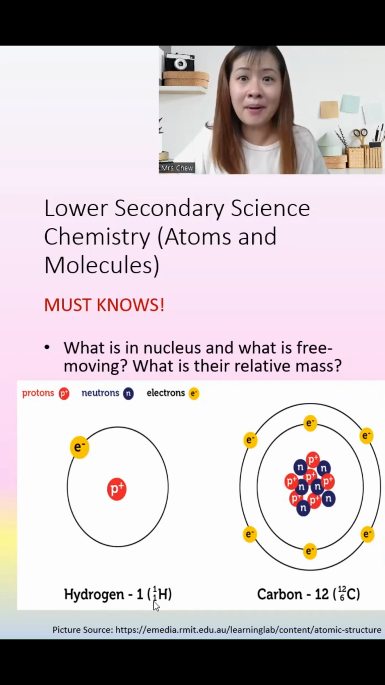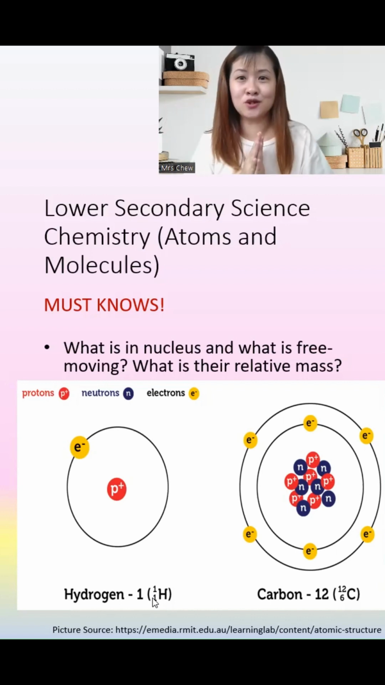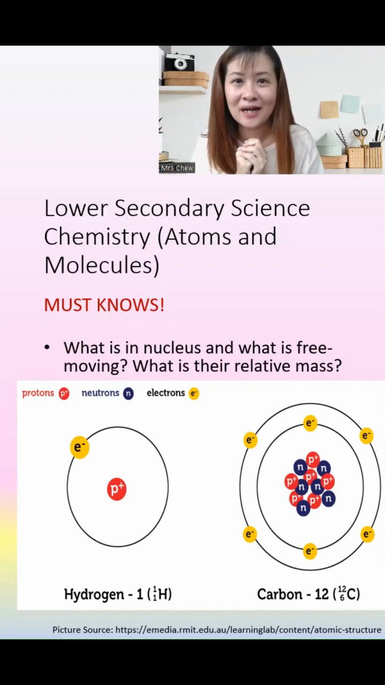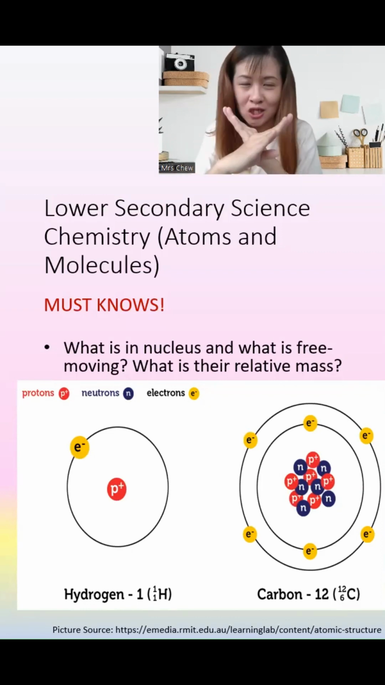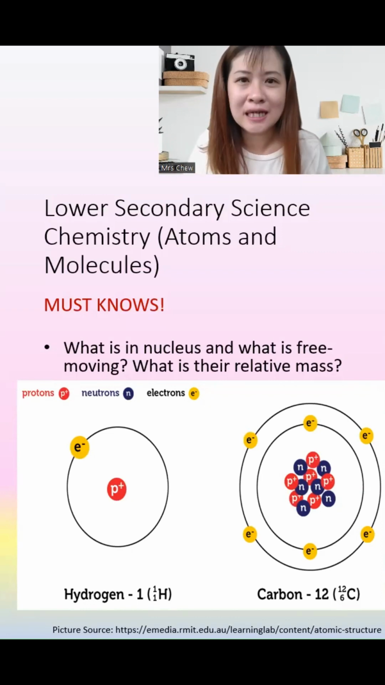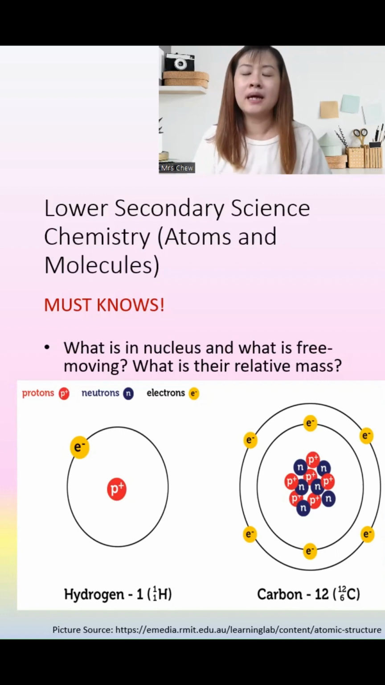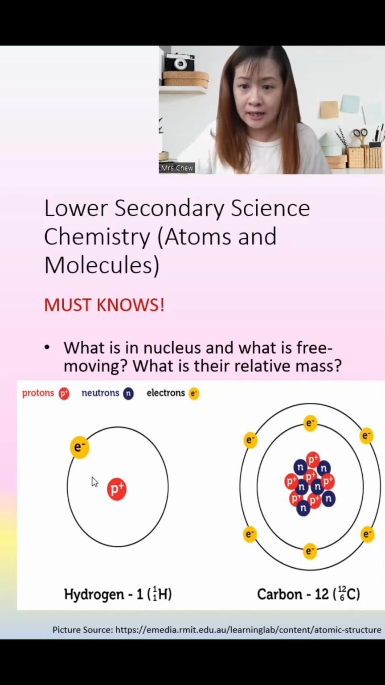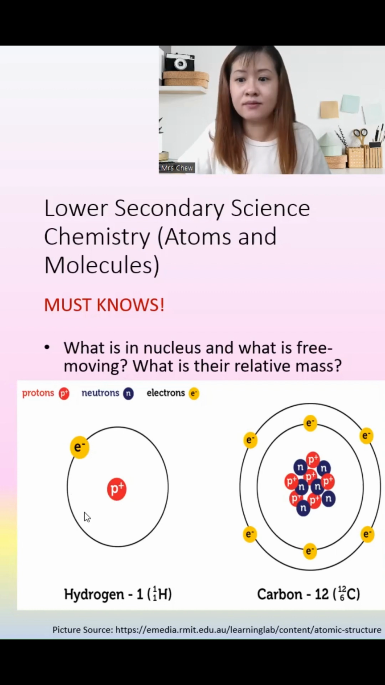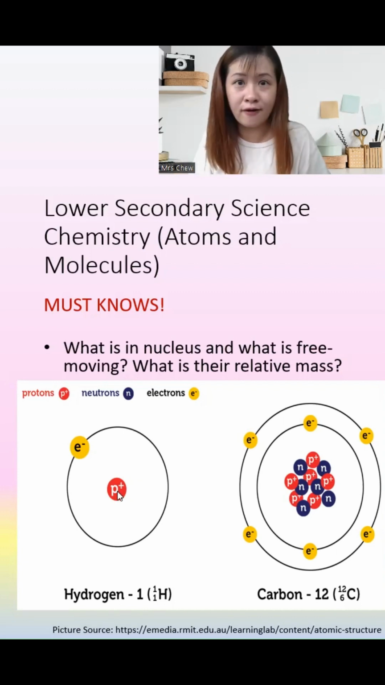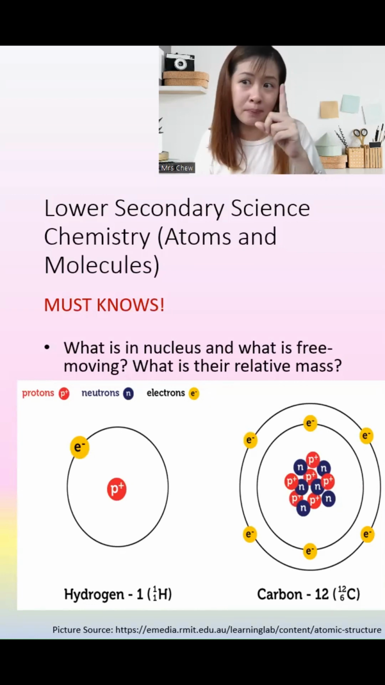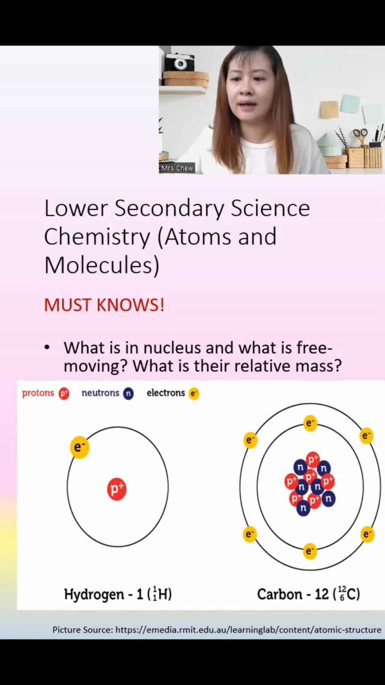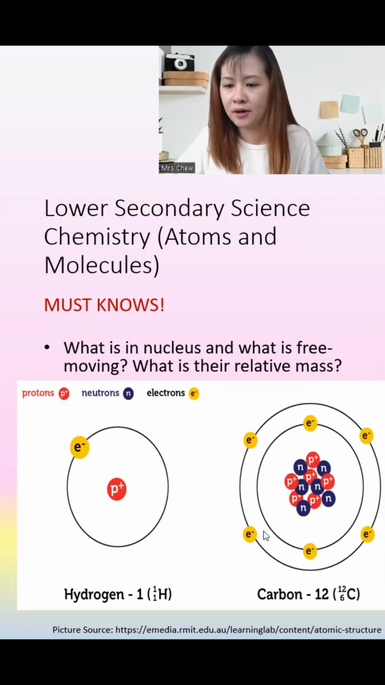And the number of P is equal to the number of E. All right. Why? Because an atom has no charge. It is electrically neutral. So the negatively charged electrons will cancel out the positive charge. So therefore, the number of protons must be equal to the number of electrons. So 1 proton, 1 electron.